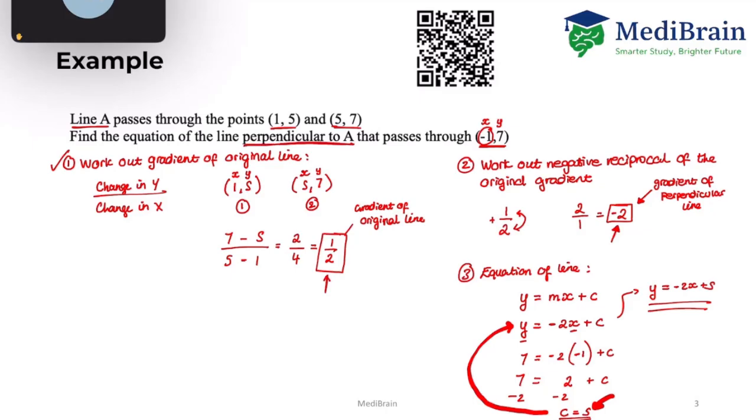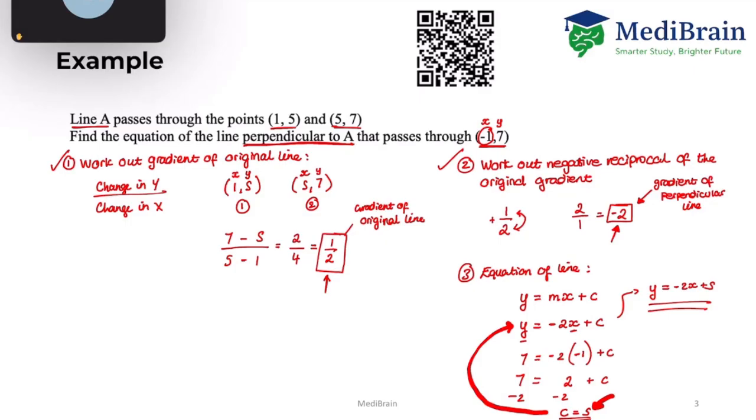If it's parallel, the gradient stays the same. However, we want to work out what the perpendicular line is. So we're going to find the negative reciprocal of the original gradient. When we're finding our negative reciprocal, we flip the numerator and the denominator around. If it's positive, it becomes negative. If it's negative, it becomes positive. We flip the sign. And that's when it says negative reciprocal.